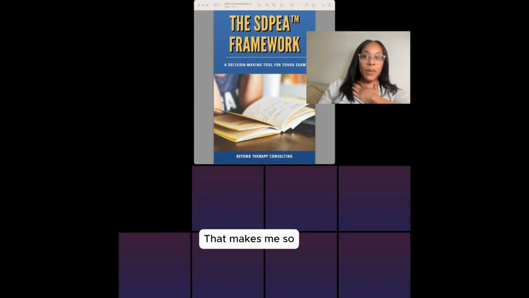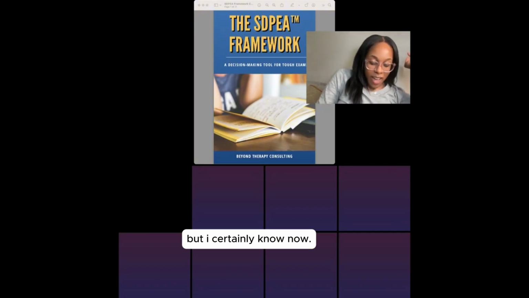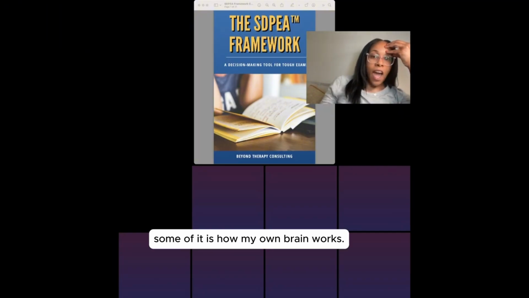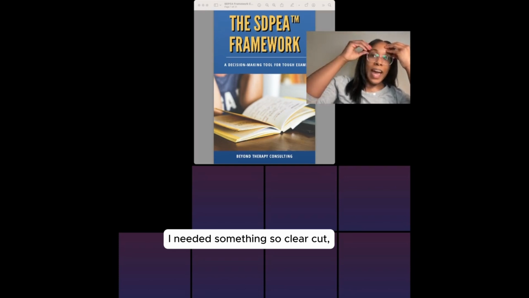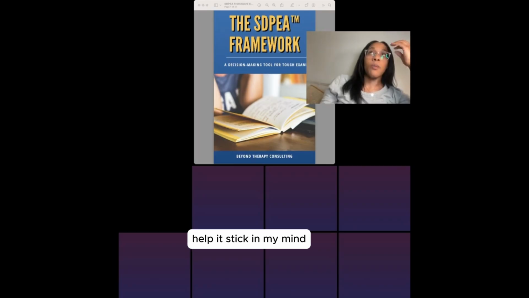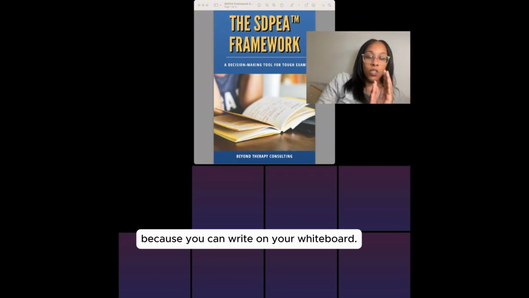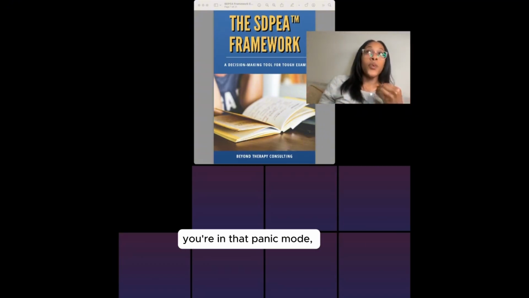That makes me so happy because I struggled with preparing for this exam when I was taking it, and I didn't know I had ADHD back then. I certainly know now, and some of it is how my own brain works. I needed something so clear-cut to break down information when I was reading those questions and preparing. I needed something to help it stick in my mind. And when I'm in the moment and panicking, that's why it's meant to be easy to remember letters, because you can write on your whiteboard or just remember them when you're in that panic mode.